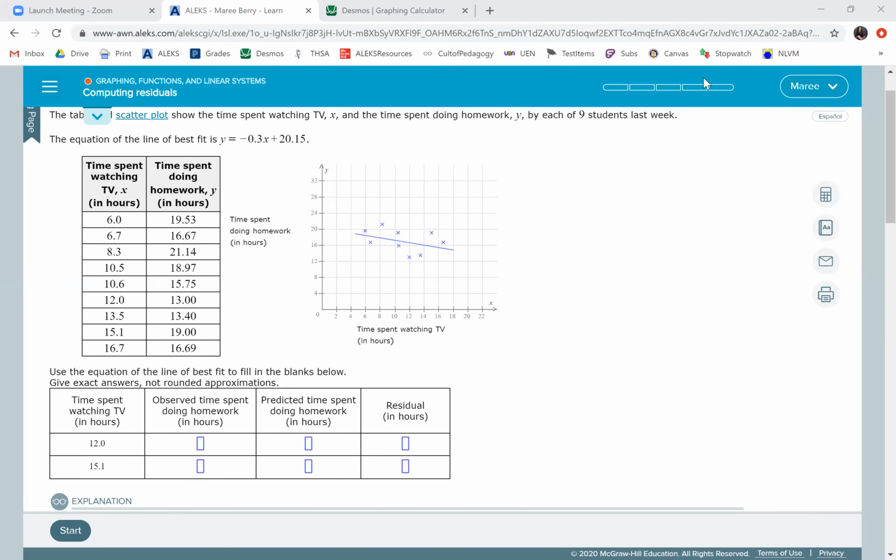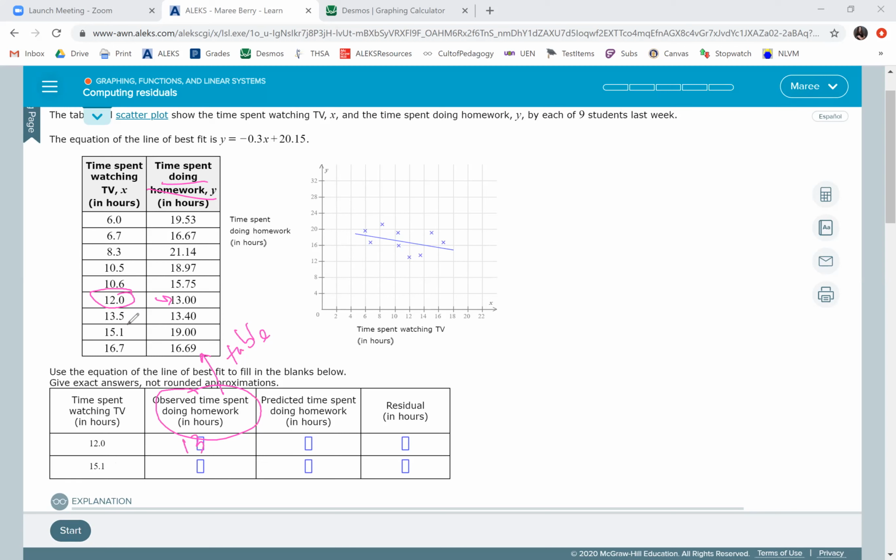All right, I'm going to show you how to do computing residuals. This is where we have to fill out a chart, basically. The observed time spent, you get from the table. So you just look at the table, you find 12 on the X, and you write down 13 for the observed time doing homework. And it says right here, doing homework. So you know that's the number you want to put down.